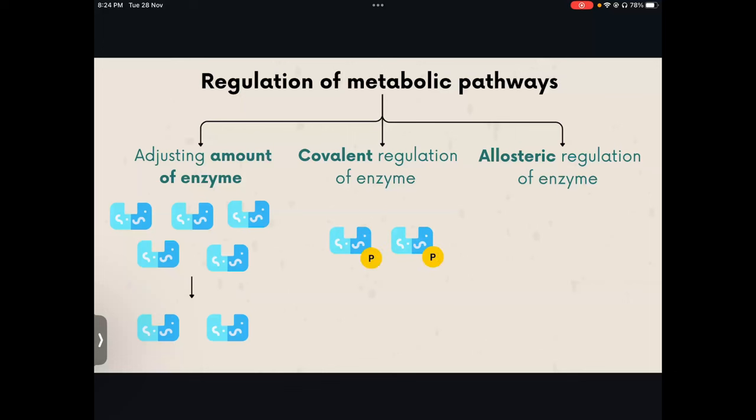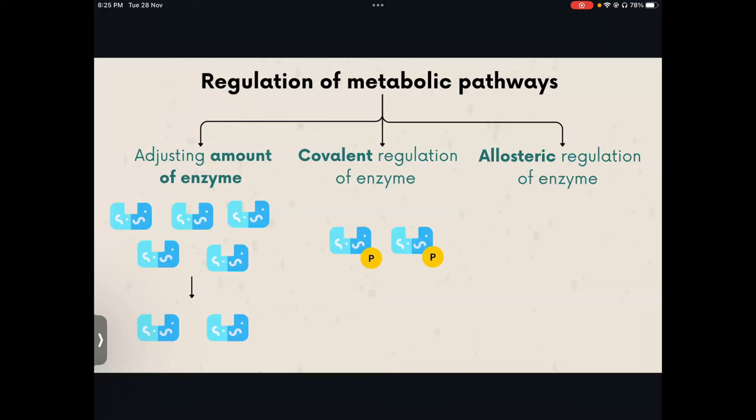The second way is by covalent regulation. Now, covalent, I'm sure you guys know this from high school. Covalent is just a type of bond that chemicals can make. And one of these bonds is a bond with a phosphate group. So you can either phosphorylate the enzyme or dephosphorylate it. Okay, so you can put on a phosphate or take off a phosphate. And depending on the enzyme, this will have a different effect.